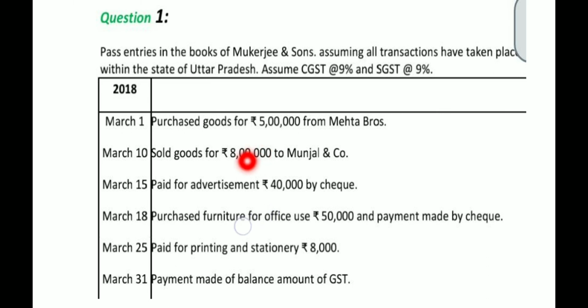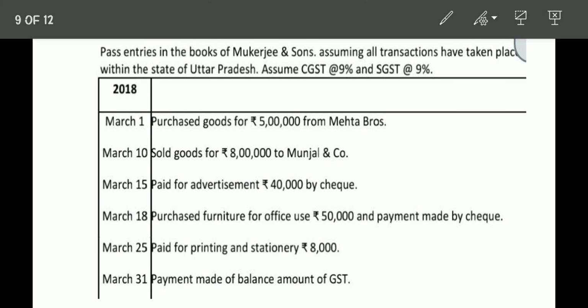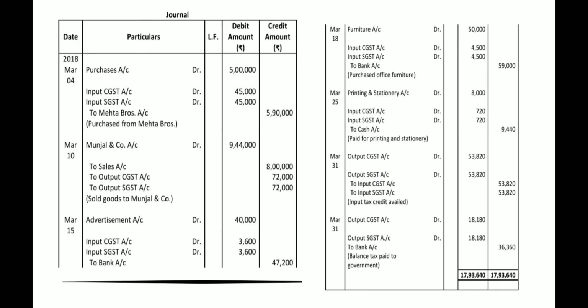Sold goods for 8 lakh to Manjul and Company. So what will be the journal entry? Manjul and Company account debit, that is 9,44,000, to sales account 8 lakh, and the GST you know is 9%. Here you sell the goods, so you have to credit output GST. So output CGST is 72,000 and output SGST is also 72,000.